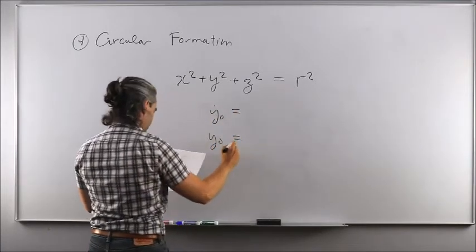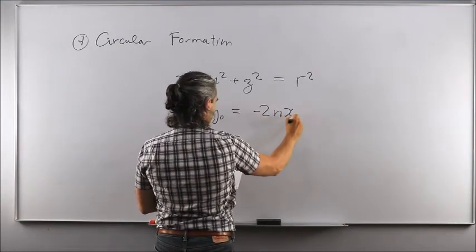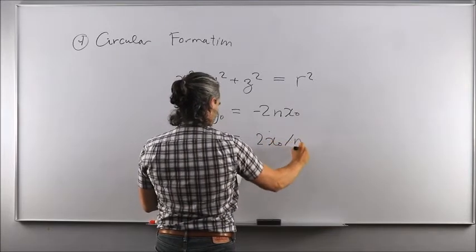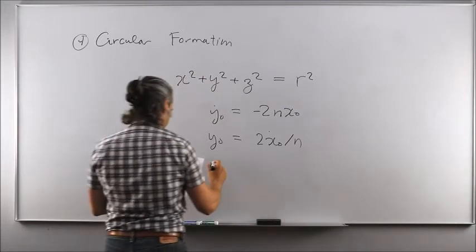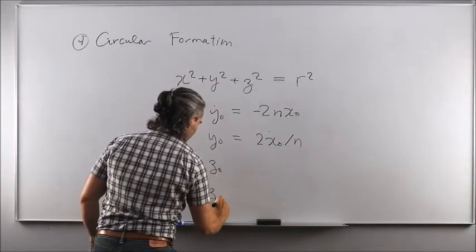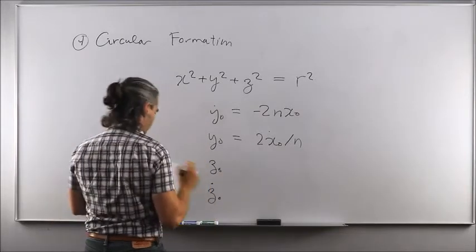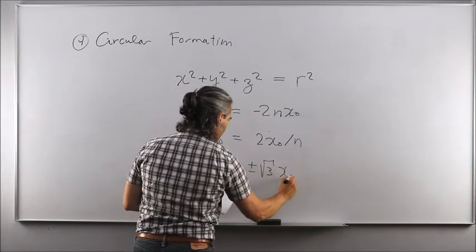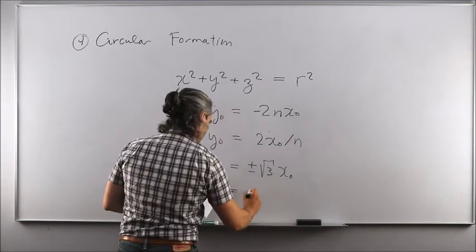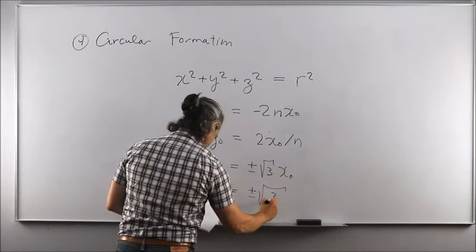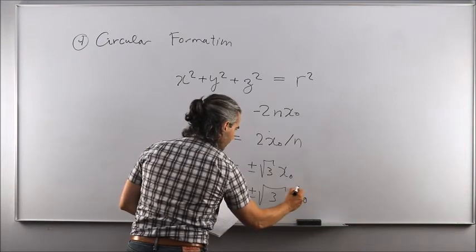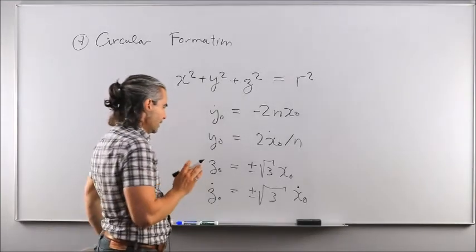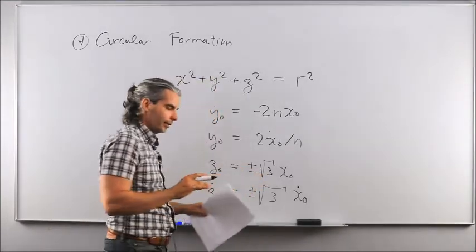So you apply the same conditions with these two, minus 2n x naught and 2 x naught dot over n. And this is where the two other initial conditions have to be satisfied to generate this circular formation, and that is plus minus square root of 3 times x naught, and here plus minus square root of 3 times x naught dot.